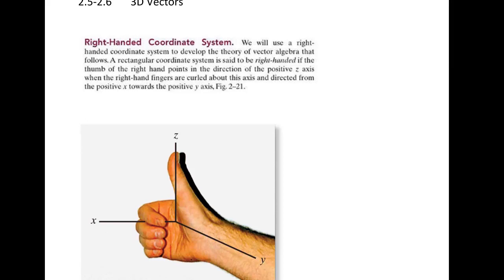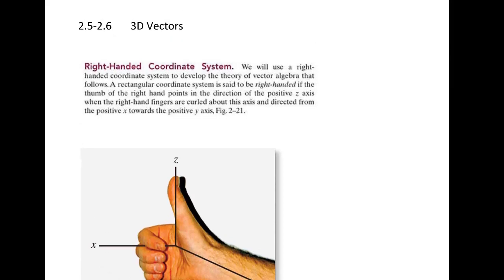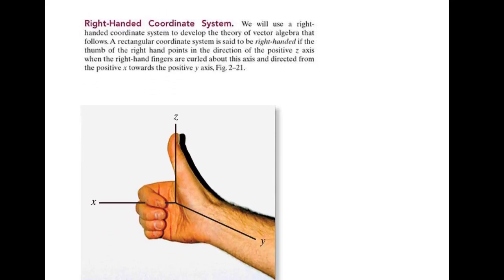This is section 2.5, 3D vectors, three-dimensional vectors. We're going to start just by talking about the 3D axes. The 3D axes, three-dimensional axes, are x, y, and z: x-axis, y-axis, z-axis. It's very important that they be oriented in this way.